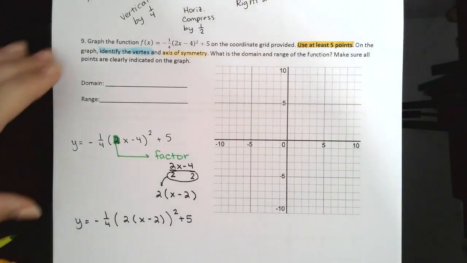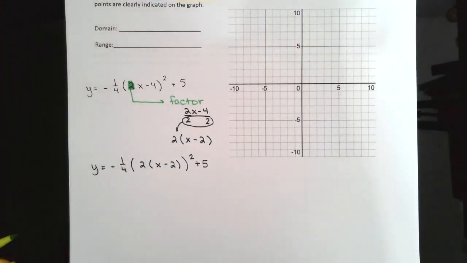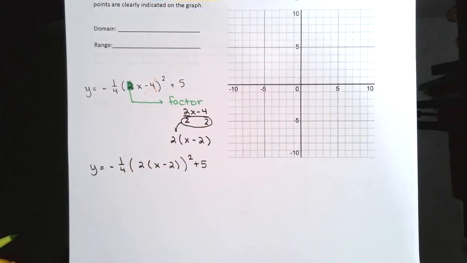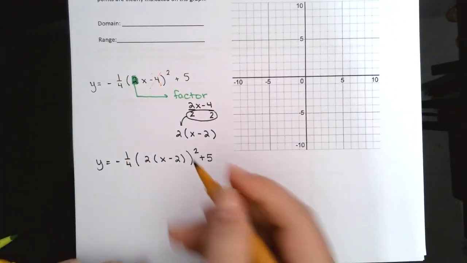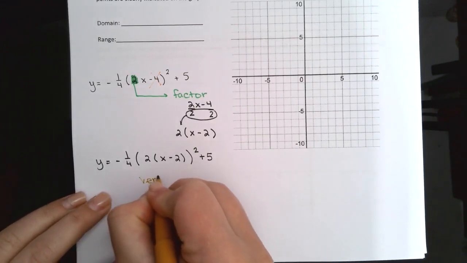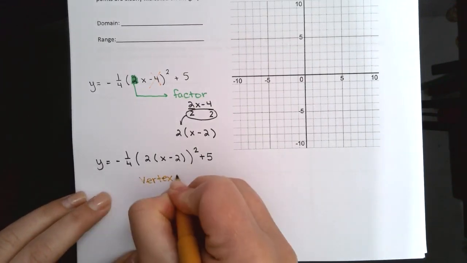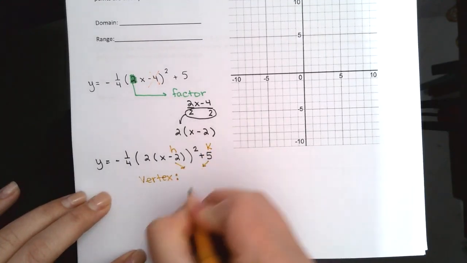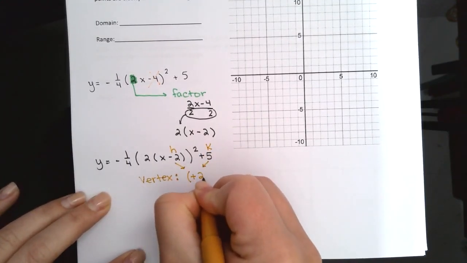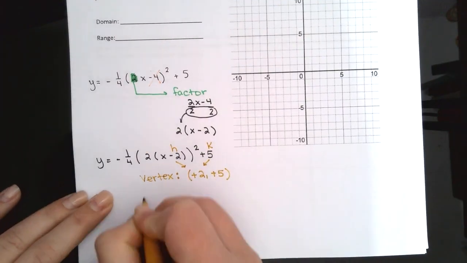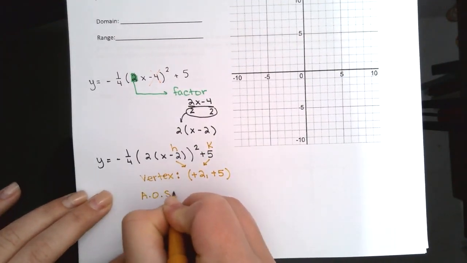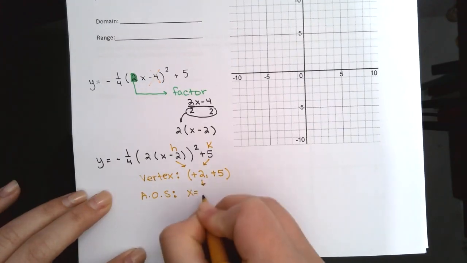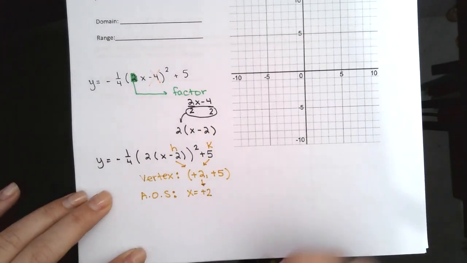Let's go ahead and start with our vertex. For your vertex, remember, once you factor, you don't have this value. This 4 that I have in my H spot, it's not H. After you factor, then we're going to identify our vertex. And our vertex is opposite of what you see, H, K is for keep. But this is only after you have factored. So I have a +2, +5. Your axis of symmetry, from your vertex form, is x equals, and you're just going to bring down that x value of +2.